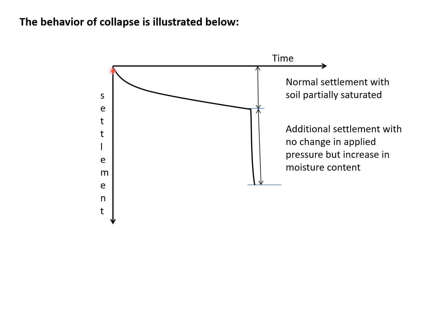So simply you can say it like that, you are having the partially saturated soil, we are increasing the load on that soil, so obviously there is an increase in the settlement. Up to this point, you are having this much settlement, but at this particular point, that soil now has been saturated. So obviously increase the moisture content, but there is no change in the applied pressure. What has happened over here? There is sudden collapse or sudden increase in the settlement values. So if you just look at this part, additional settlement with no change in applied pressure but increase in moisture content. So this is the typical behavior of collapsible soil.